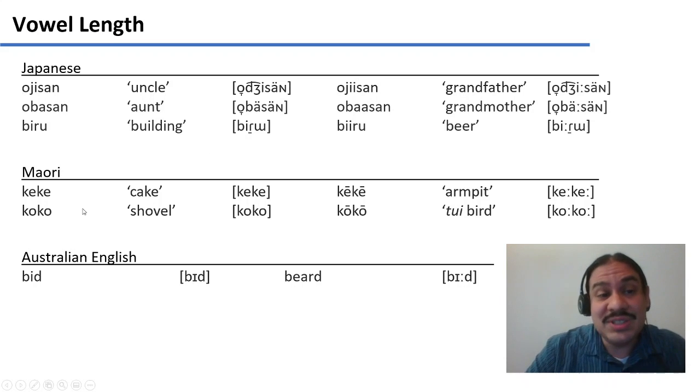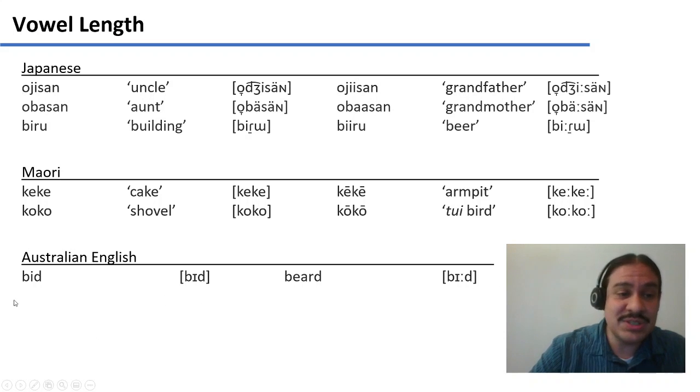Aotearoa Māori, Māori from New Zealand, also has this. Keke, keke, cake versus armpit. And some dialects of English also use vowel lengths to distinguish words. For example, Australian English. This is the word bid, and this is the word bid. And vowel length is the one that distinguishes between these two words.